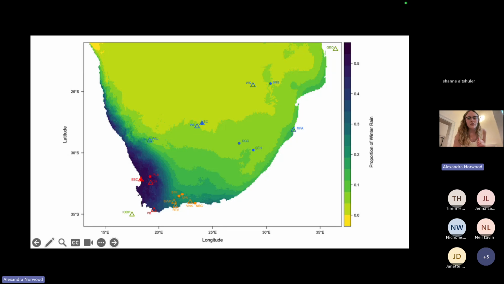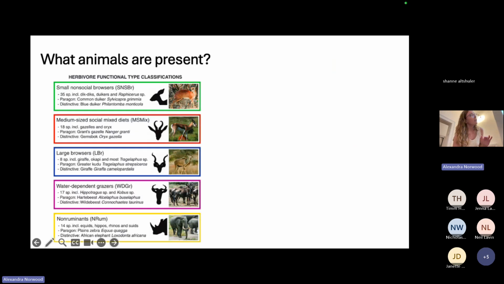When we think about communities, we're thinking about these categories of animal that are defined by what type of plants that animal likes to eat and how much water it drinks mostly, because some animals need to drink a lot of water, some don't.